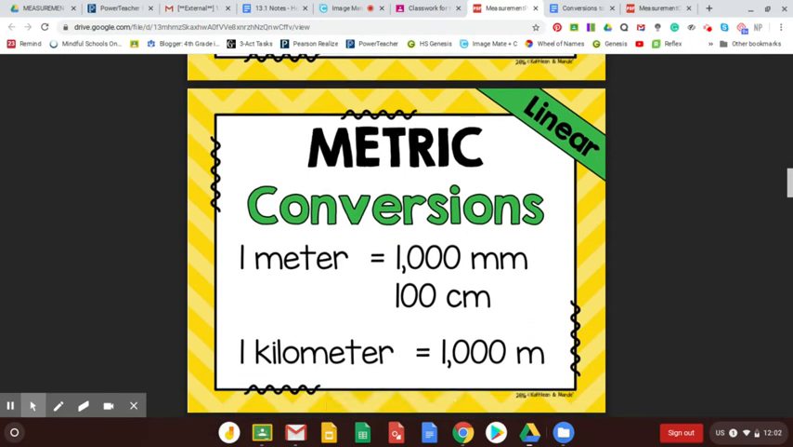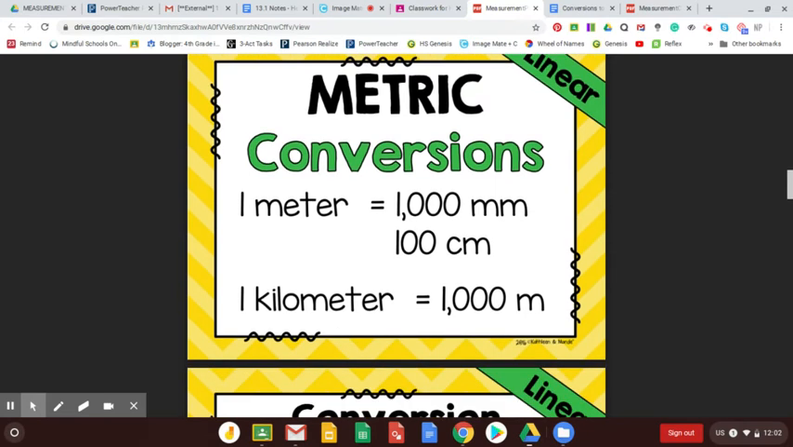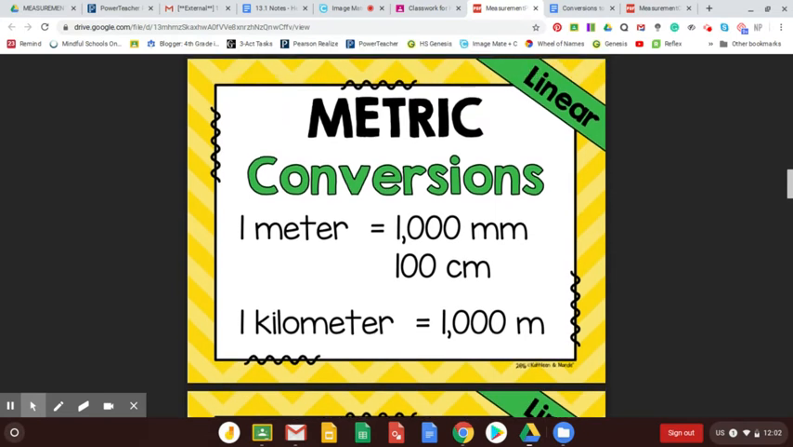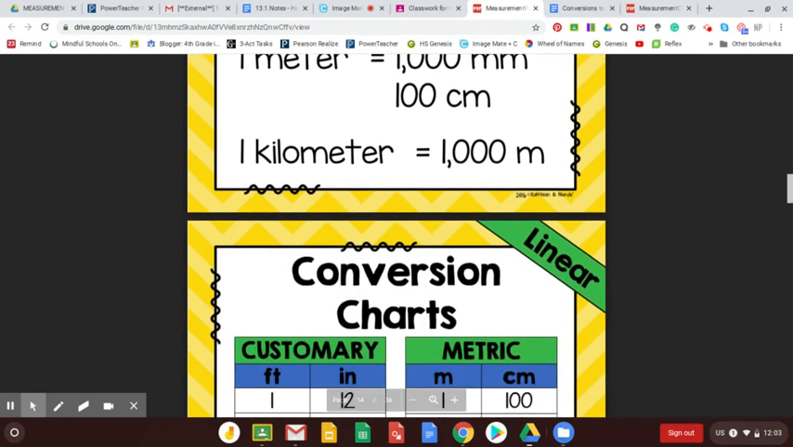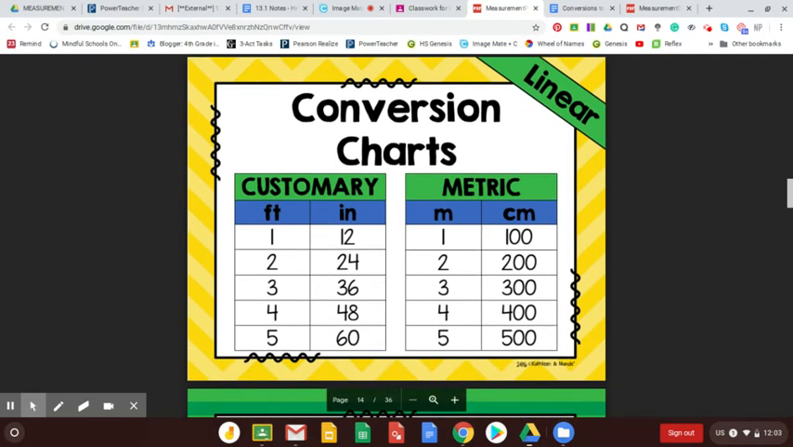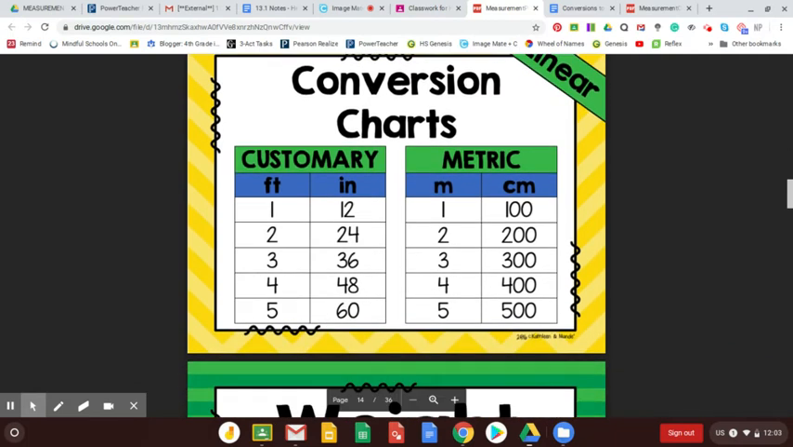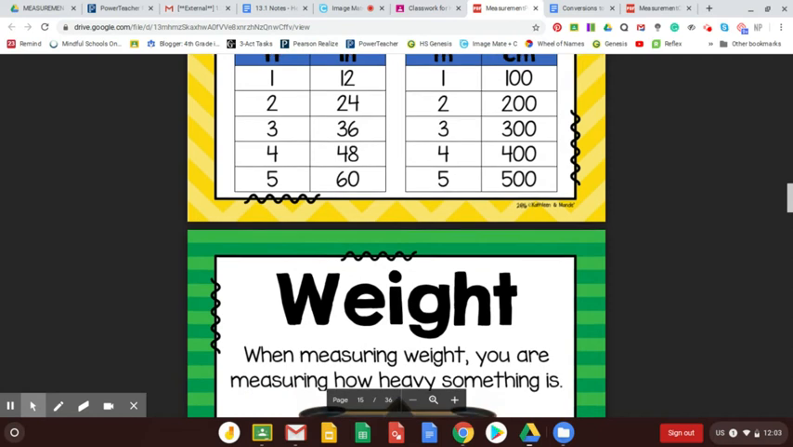All right, so 1 meter equals 1,000 millimeters or 100 centimeters, and then 1 kilometer is 1,000 meters. So you can see how I really think the metric system is much easier to think about and remember because it's a base 10 system, which is much easier than those customary measures. All right, then we have some conversion charts. Sometimes you have to convert customary to metric, metric to customary, but we don't do that in 4th grade.